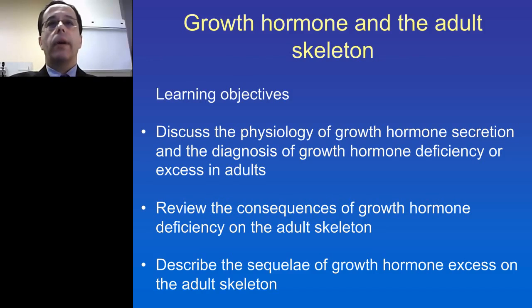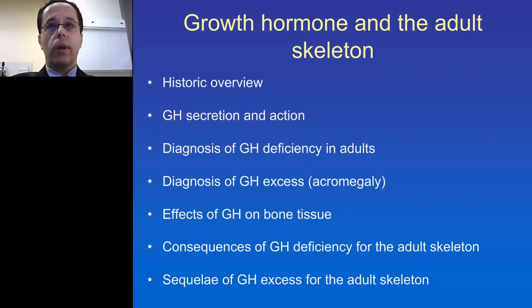Here's the outline of this presentation. We will start with a historic overview, then discuss growth hormone secretion and action in brief, proceed to the diagnosis of growth hormone deficiency and growth hormone excess in adults, the latter is known as acromegaly, and then review the effects of growth hormone on bone tissue. Finally, we'll be discussing the consequences of growth hormone deficiency and growth hormone excess for the adult skeleton.